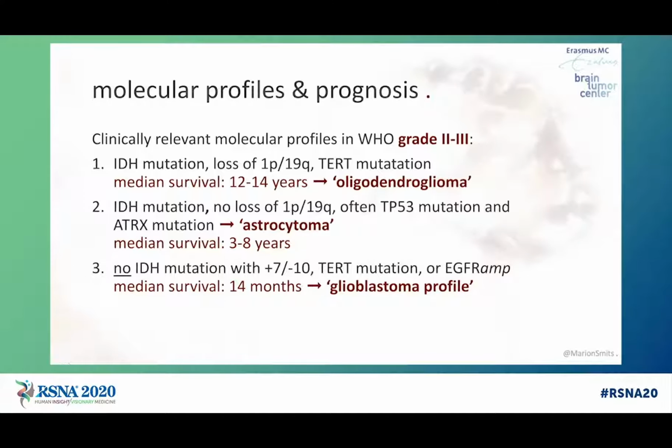In recent years, it has also become clear that the prognosis of grade 2 and 3 tumors is more defined by their molecular status than by grade. This is most striking for the IDH wild-type tumors, which even as a grade 2 or 3 tumor have a very poor prognosis, which is comparable to the highly aggressive glioblastoma.